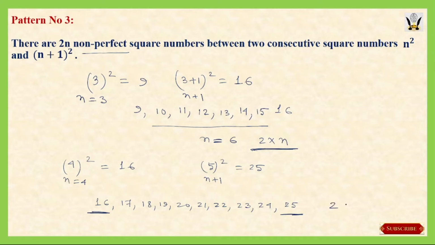So 8 means what? 8 means 2 multiplied by n. And 2 multiplied by n means 2 multiplied by 4, whereas the 4 was the value of n that we have chosen here. So this proves this pattern.